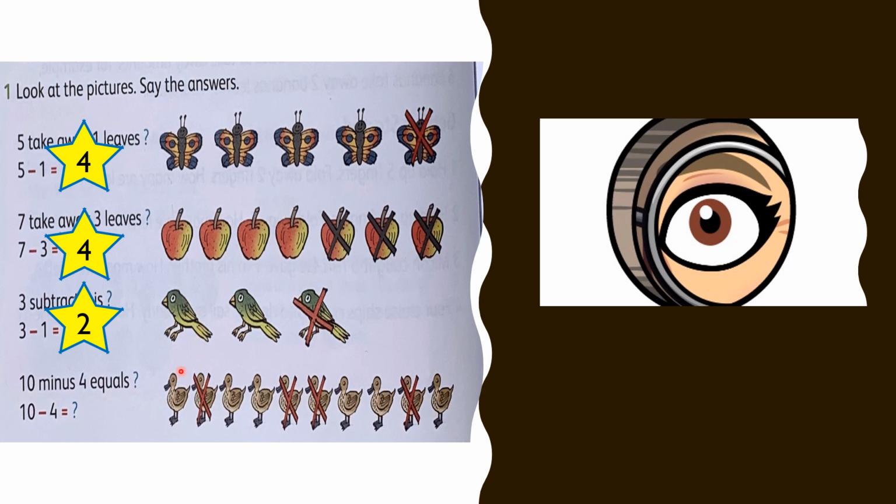Now the last one, they're trying to trick us. They put the X's all over the place, but they still answered the question 10 minus 4 equals. Minus means to take away or subtract. So what they did is they drew 4 X's on 4 ducks. Can you remember what we're supposed to do to find the difference or to find how many are left?